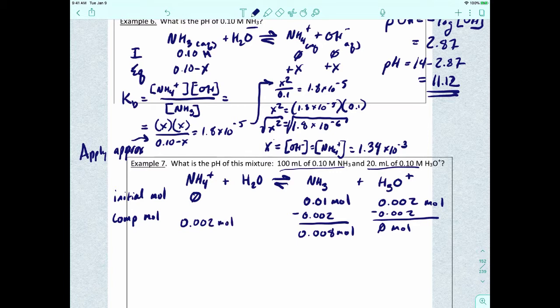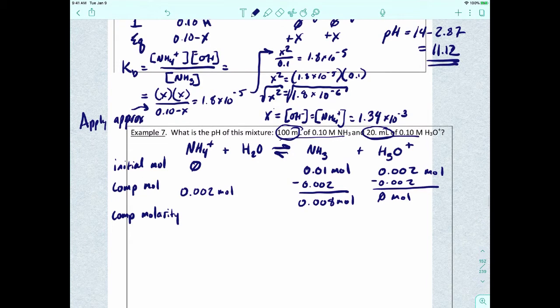All right, so we need to find the molarity of this at completion. Okay. All right, so we have 100 milliliters of the base, and we have 20 milliliters of the acid, so that's going to be 120 milliliters.